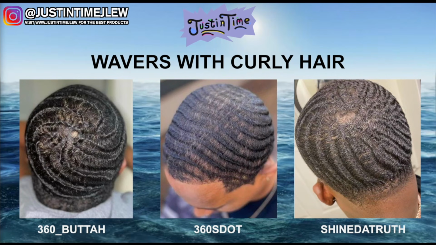And 360 S Dot, because he has a fresh cut, you can see that his waves look a lot more spaced out, right? But as his hair grows a little bit longer, it will look a lot more curly. But when we go down the line from left to right, you see that each person has more waves, because Shine the Truth on a low cut has a little bit more waves than 360 S Dot, right? So this is how curly hair would look from different states, right?